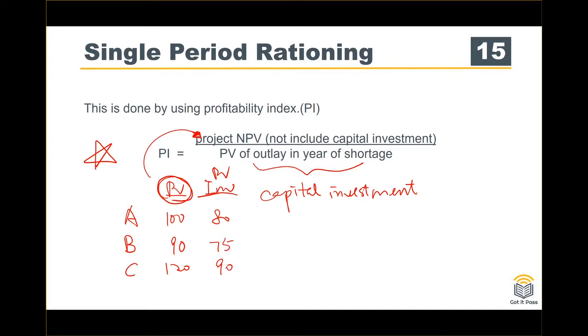Then you find the PI for these different projects, but the present value doesn't mean the projects only have 1 year life, maybe more than 1 year. But in single period rationing, it means the capital is limited for 1 period only. It's a very important concept. Just to repeat, single period doesn't mean all the projects are within 1 year.